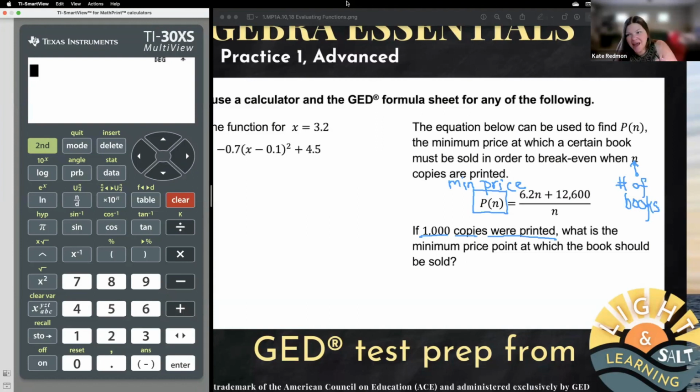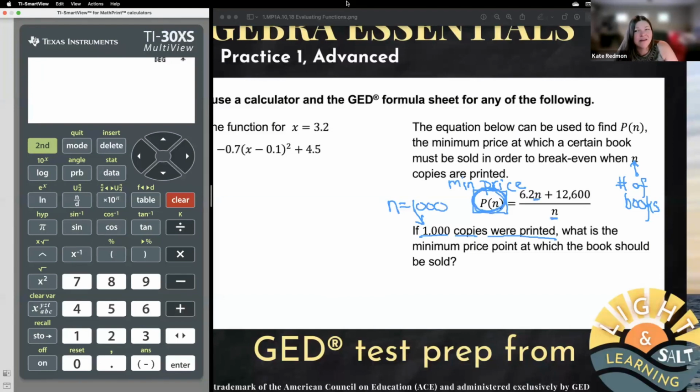We said N was the number of copies that are printed. They're saying that N is 1,000. What is the minimum price point at which the book should be sold? So what's the thing we're looking for? We're looking for the minimum price. What did we say minimum price was? We said it was P of N. The problem told you this. So basically, you're looking for P of N, the function value, when we know N.